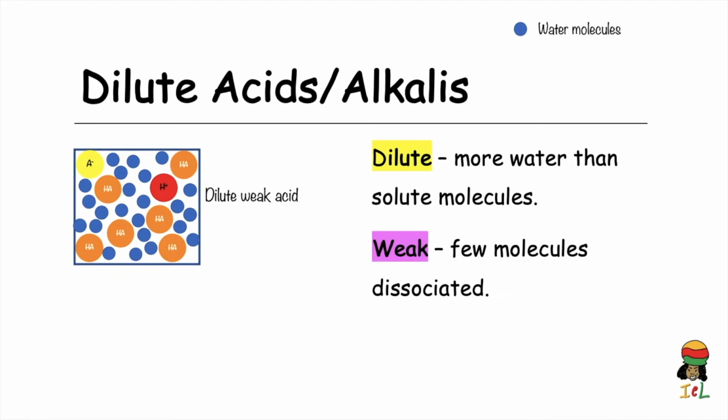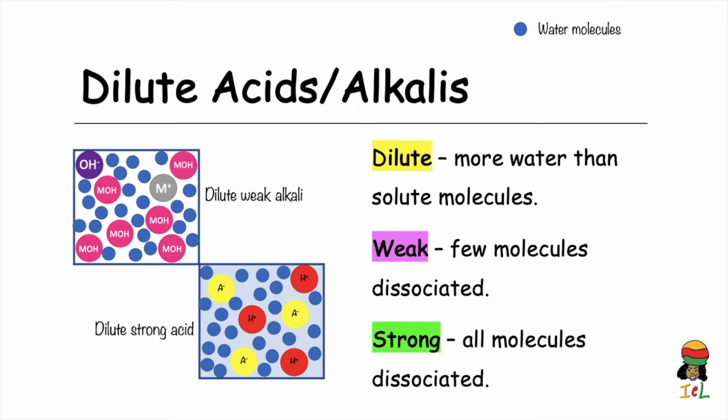The solution contains acid molecules, HA, the orange circles, hydrogen ions, H+, the red circle, and the corresponding anions, the yellow circles, all dissolved in water. For a dilute weak alkaline solution, there would be alkali molecules, MOH, hydroxide ions, OH minus, and the corresponding cations. They would all be dissolved in a large volume of water.